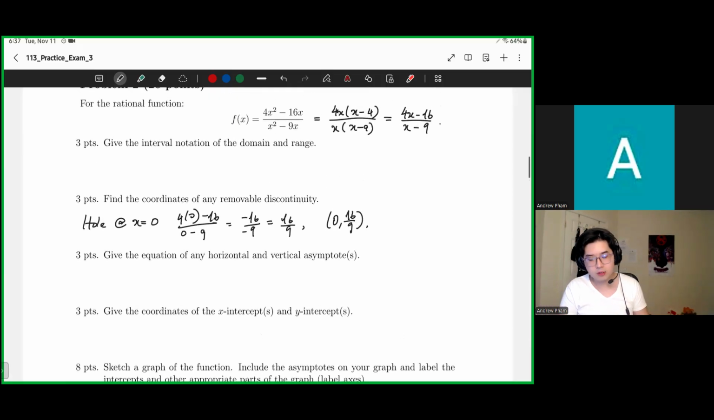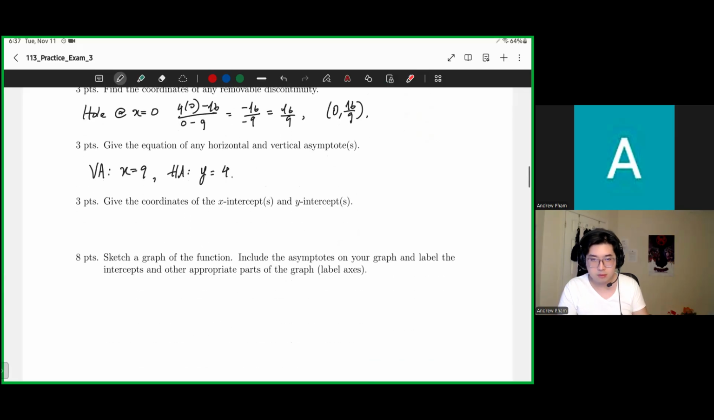To find the horizontal and vertical asymptotes, we take a look at the factored form. By definition, the VA can be found by setting the bottom equal to 0. So x minus 9 equal to 0 implies that there's a VA at x equals 9. And my HA is given by, well, let's see. Degree of the top is 1. Degree of the bottom is 1. So they're equal, so the ratio of the leading coefficients is going to be my HA. So 4 over 1, so 4.